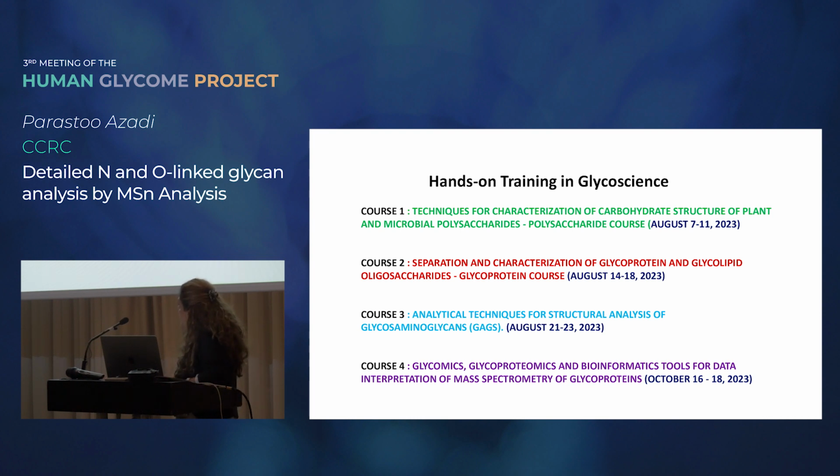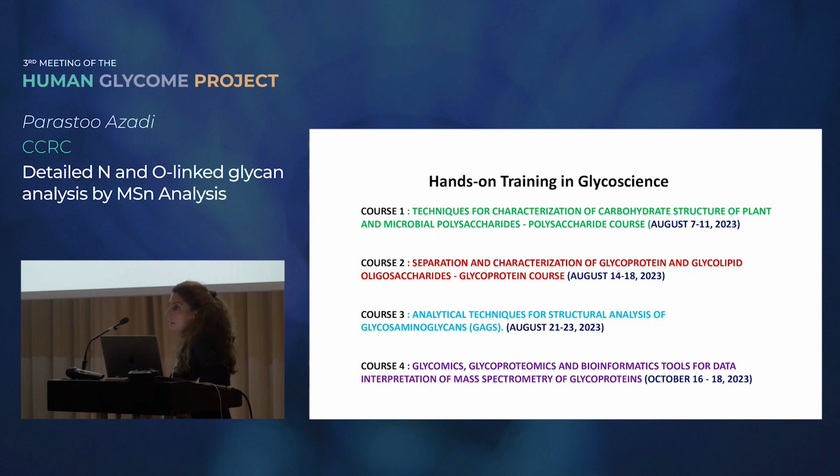These are hands-on courses. The first one is a polysaccharide course. So basically, you learn about composition analysis, linkage analysis. You have a module of NMR, molecular modeling, or mass spec. Basically, it's mostly on polysaccharide work. The second course is probably our most popular course, release of N-linked and O-linked glycans, mass spec analysis, HPAEC analysis, and NMR, mass spec, and molecular modeling of glycoproteins and glycolipids.